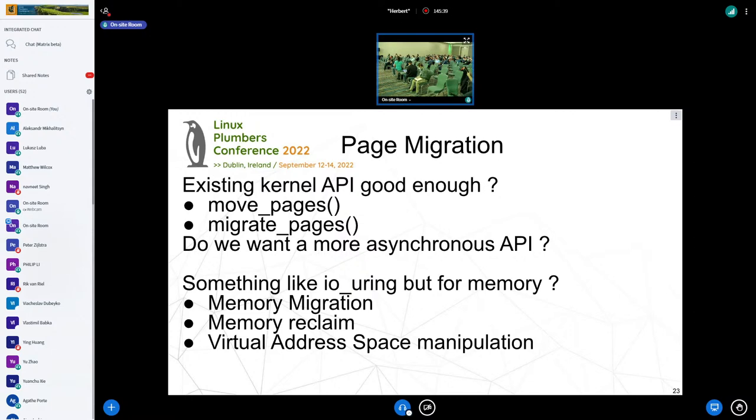I don't know if you want to talk more about pages, maybe just a minute or two on page migration. On page migration, we have a couple of kernel APIs. My question is, do we want a more asynchronous API? Do we want something like io_uring for memory? Page migration can also be used for memory reclaim and other stuff like that. I'm just throwing out ideas to see how people feel about these kinds of things.